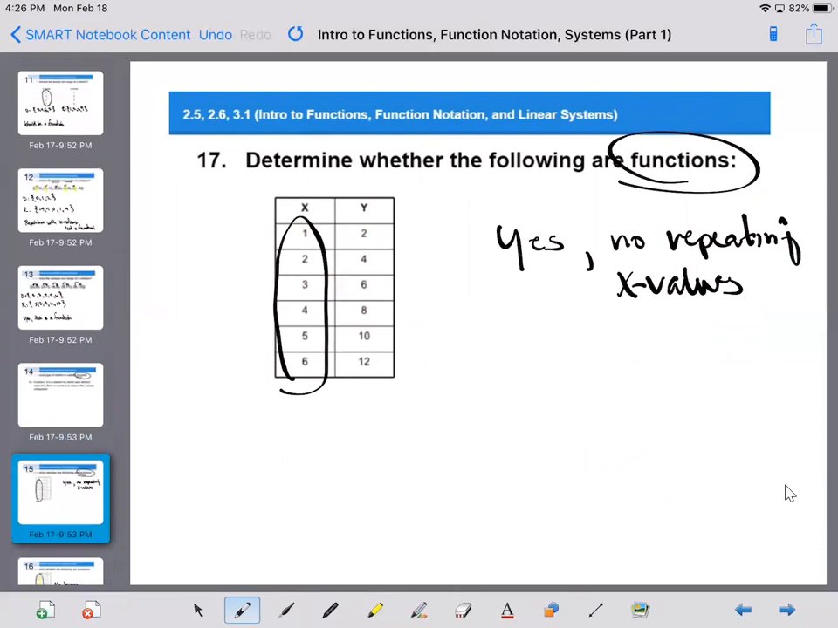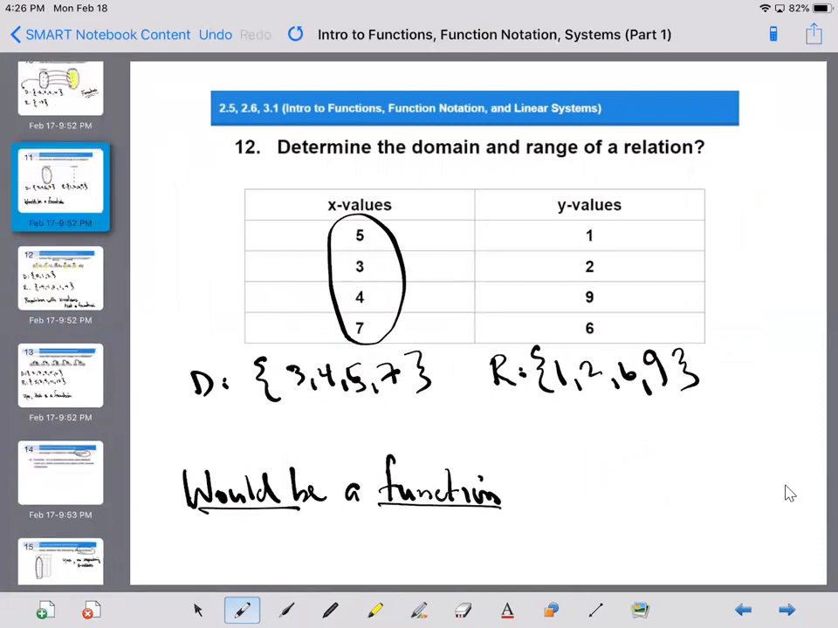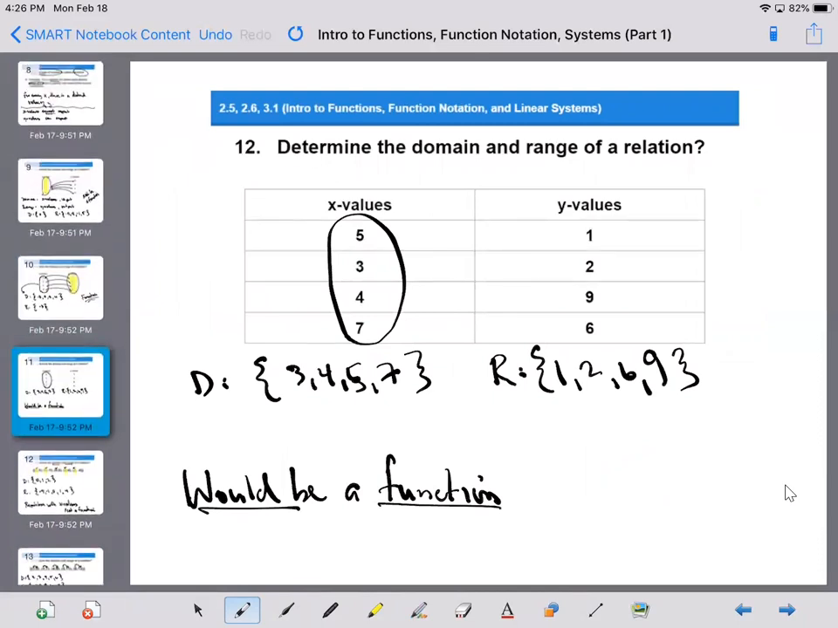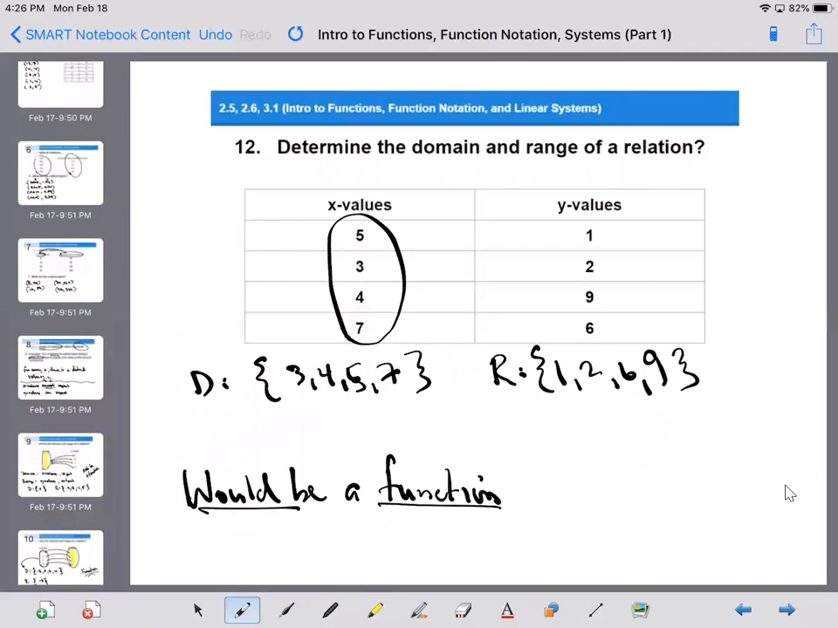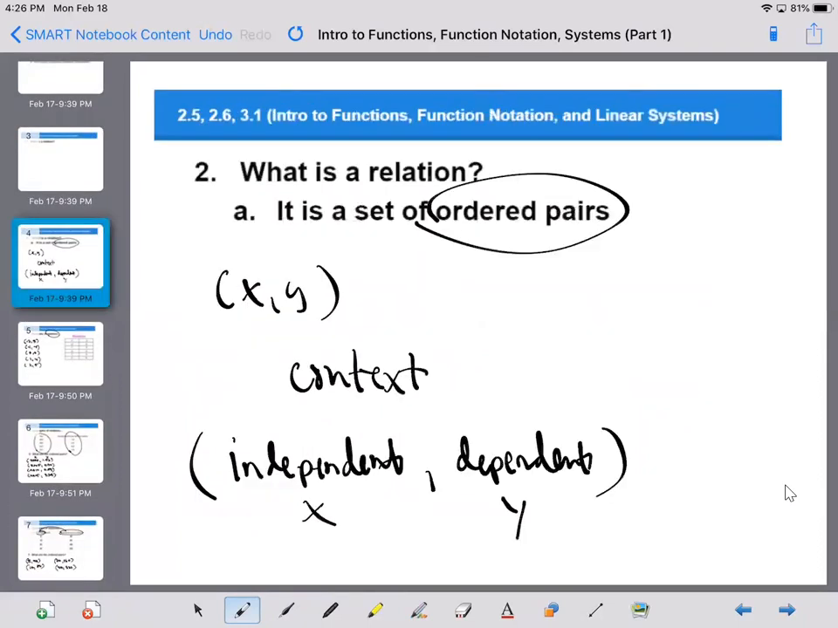We talked about finding domain and range from ordered pairs and from tables. Remember, the domain would be the x values and the range would be the y values. And that a relation is a set of ordered pairs, independent variable and dependent variable. So that concludes the first video. This will be part 1, and there'll be 3 parts of our first lesson in exam 2: Intro to Functions, Function Notation, and Linear Systems.